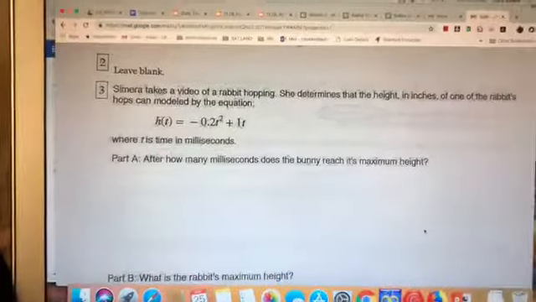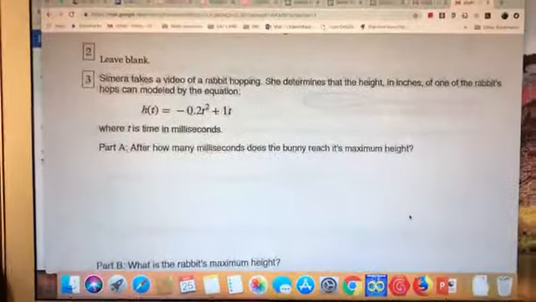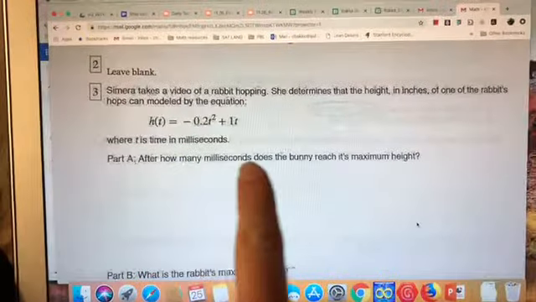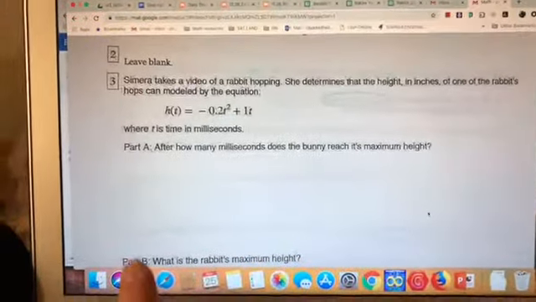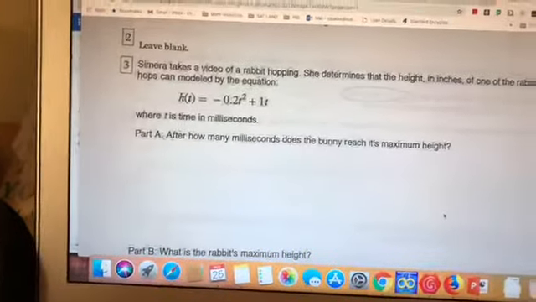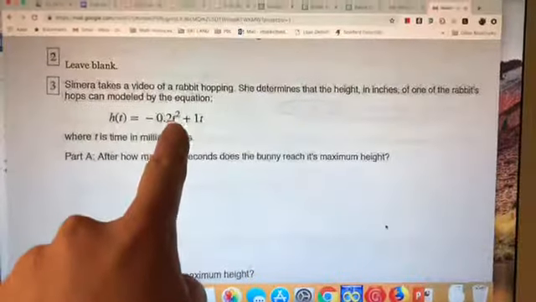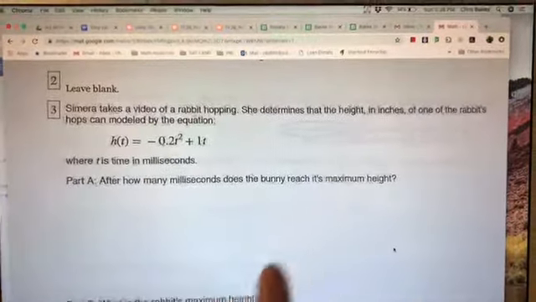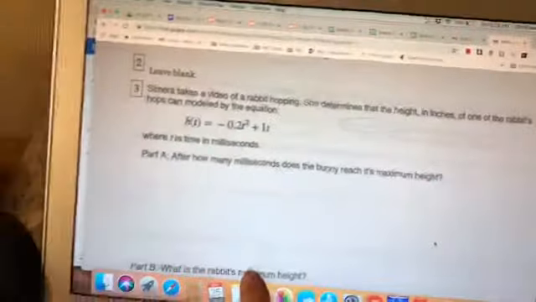And this next one, with that silly rabbit hopping around, it's asking, how long will it take for the bunny to reach its maximum height? And then what is that maximum height? And I notice that's t squared, so that's a quadratic equation. And whenever we're looking for maximums, that means we are going to be searching for the vertex of that equation.